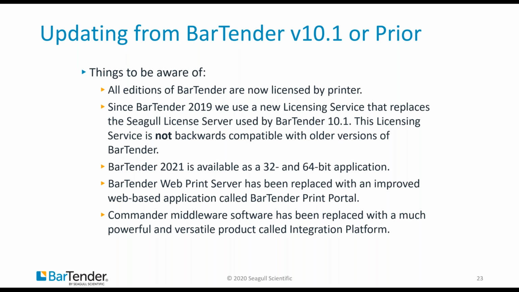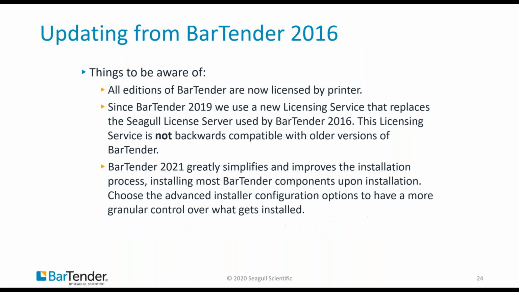BarTender 2021 is now available in 32-bit and 64-bit. So usually for anything that's running any sort of integration, you will need to install the BarTender instance that matches the architecture of your operating system. WebPrint Server has been completely redesigned and replaced by Print Portal. And lastly, I would say a very significant item to take note of, Commander has been replaced with a new integration platform, a much more powerful platform, I should add. You can use your Commander task list in this new integration platform, though there is an import process that converts it from a task list to the new integration platform format.